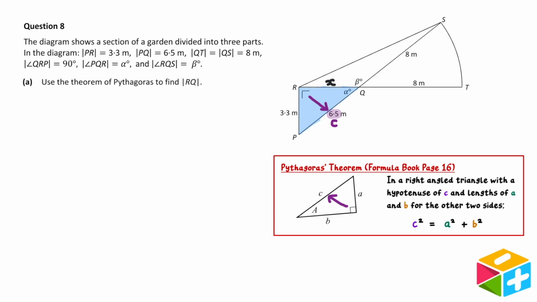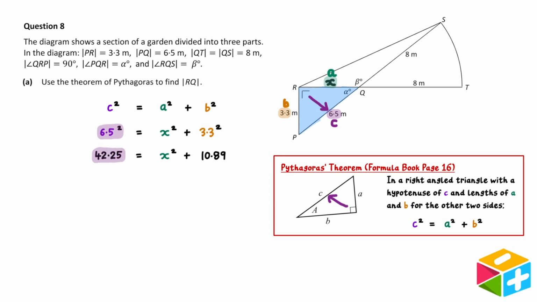The other two sides of our triangle should be labelled with A and B. Here, I'll label the X as our A and the 3.3 as our B. Now, let's sub into our formula. 6.5 squared is 42.25 and 3.3 squared is 10.89.